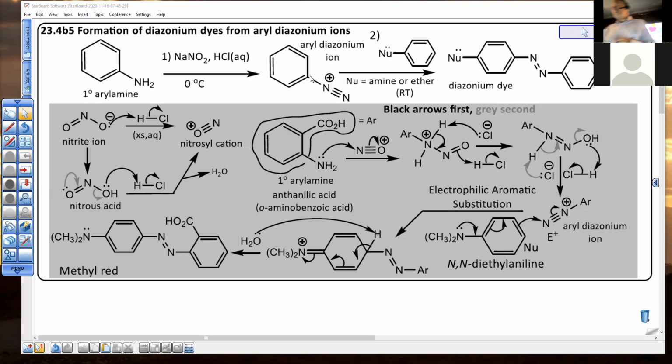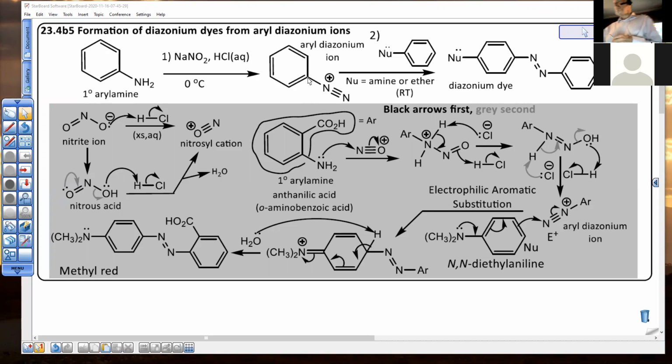We are familiar with aryl diazonium ions in that we've made them previously, and we saw that they were useful for conversion to things like phenols. If we warm this up in the presence of water, we would get a phenol. If we warm this up in the presence of potassium iodide, we would get an aryl iodide, etc. But here we're going to use them differently.